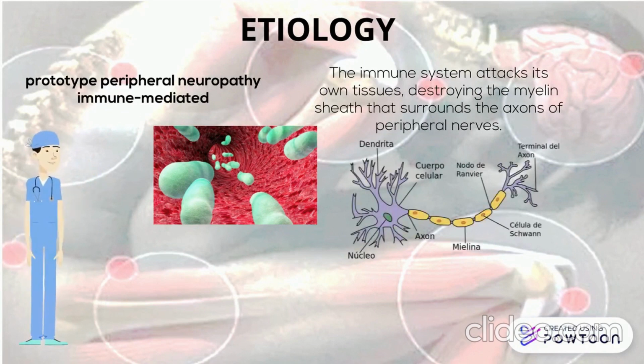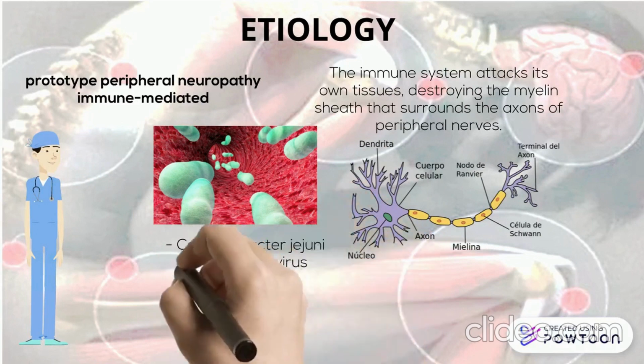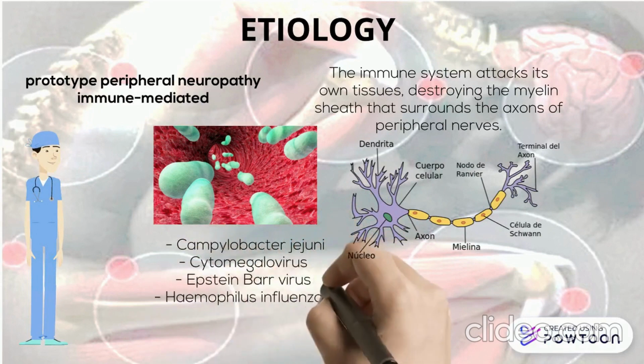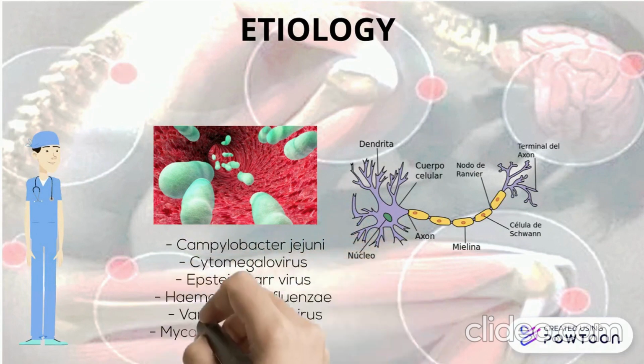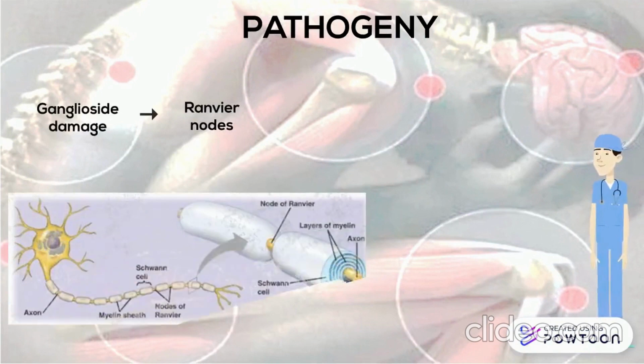It often occurs days to weeks after a respiratory or gastrointestinal infection. Many microbial agents have been implicated, including Campylobacter, cytomegalovirus, Epstein-Barr, Haemophilus influenzae, Mycoplasma pneumoniae. Pathological findings are limited to the peripheral nervous system, with multifocal inflammatory demyelination being the pathological framework of GBS.